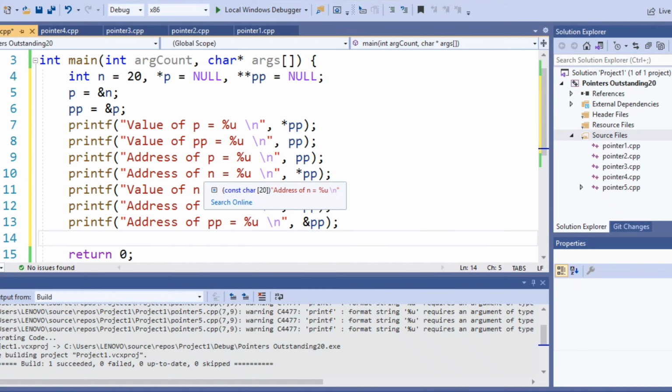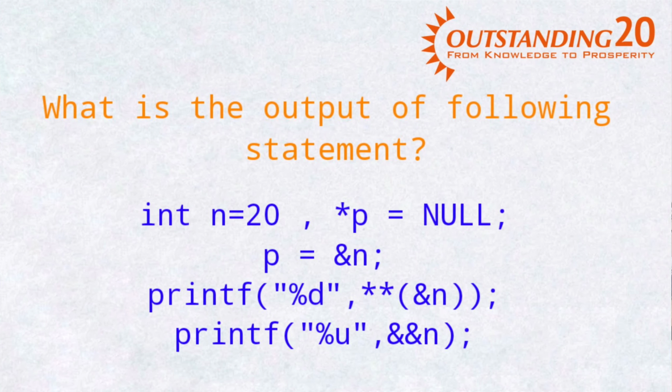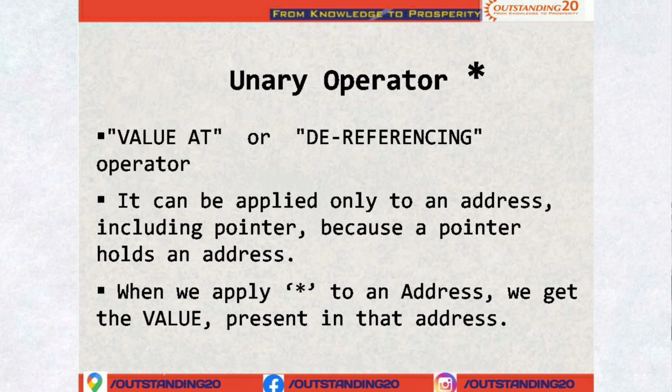Lastly, let me explain the answer for the question that was asked in part 5. So the questions are here. As you can see, printf %d star star ampersand n. Note that ampersand n is of type int star. So once we apply star to ampersand n, what you get is 20. That is a number, it is a value. Now we can apply star only to an address.